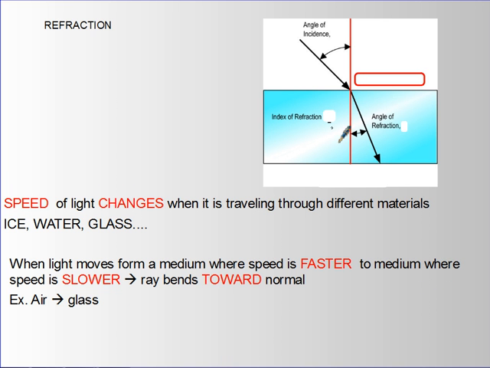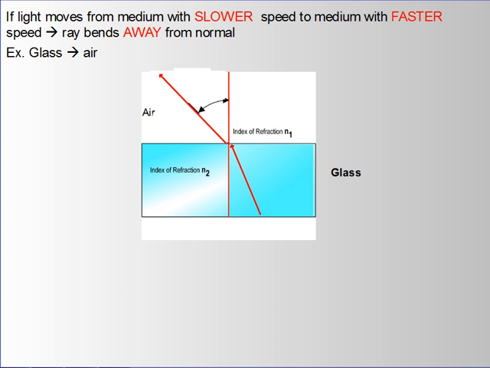It turns out the speed of light actually changes when it goes from one medium to the next. When light goes from a medium where the speed is faster to where it is slower, it bends toward the normal. For example, if you go from air to glass, it bends toward the normal. So this would be air, and this would be glass. It bends toward the normal. If it goes from slower speed to faster speed, it bends away from the normal. So this would be a really good example of going from glass to air.